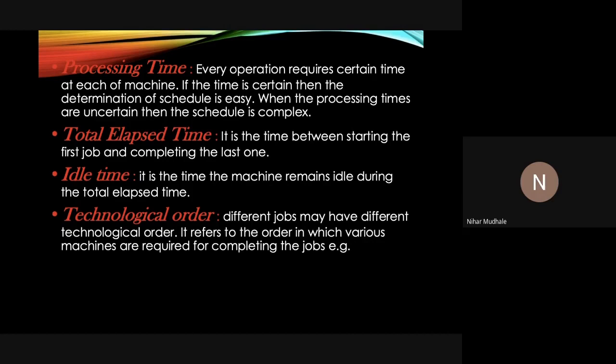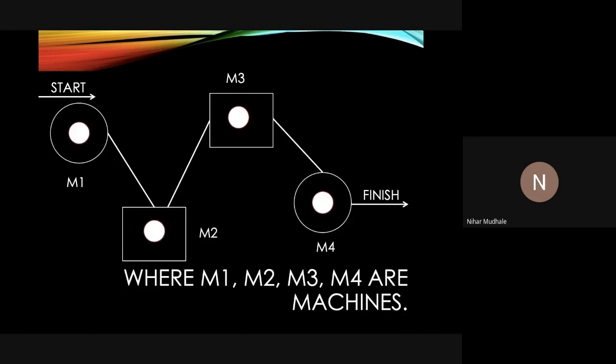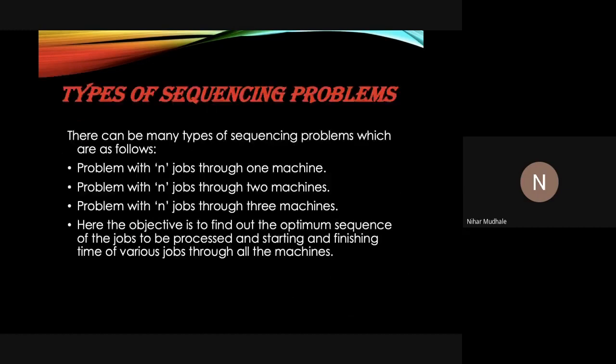Technological order. Different jobs may have different technological orders. It refers to the order in which various machines are required for completing the jobs. For example, here we have the diagram from start to finish, and it consists of mainly four machines: M1, M2, M3, M4. It's shown in this figure. Today we are going to discuss just three machines.